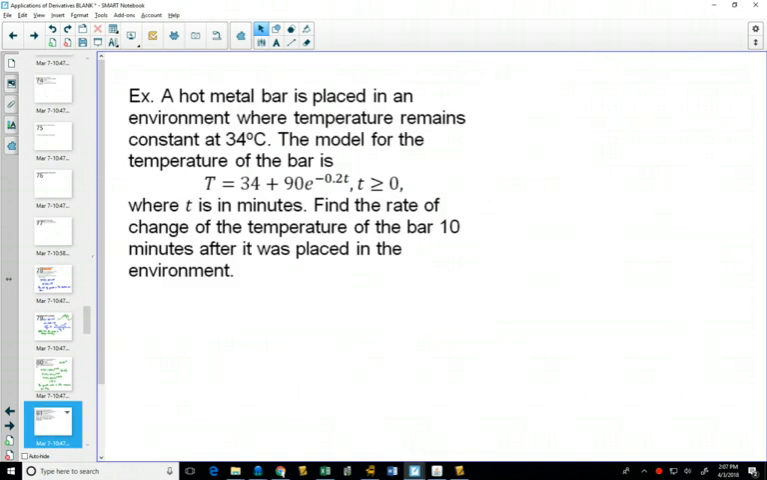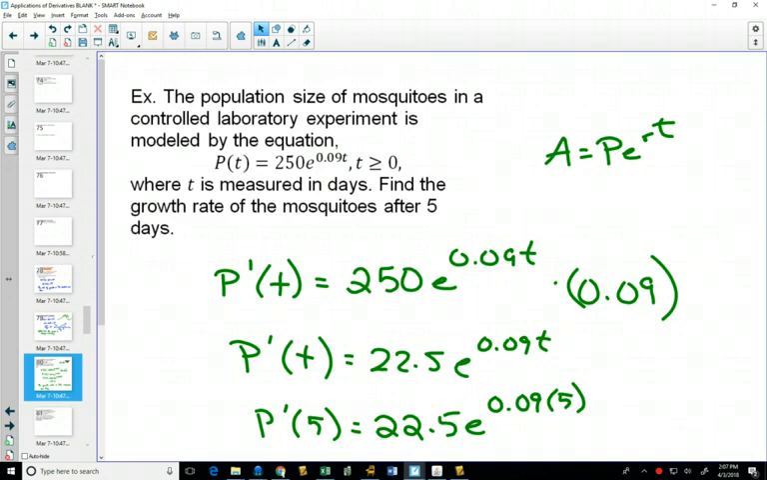Oh, I was going to talk a little bit about the formula, the Pert formula. So, the Pert formula, notice if you put a 0 in for t at time 0, anything to the power 0 is 1 for exponential functions. So the 250 represents the initial amount. The r part is your rate. So in this one, the 0.09 would represent 9% per year. A 9% growth rate per year.